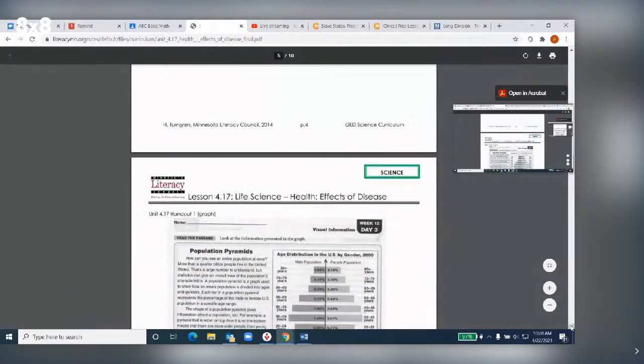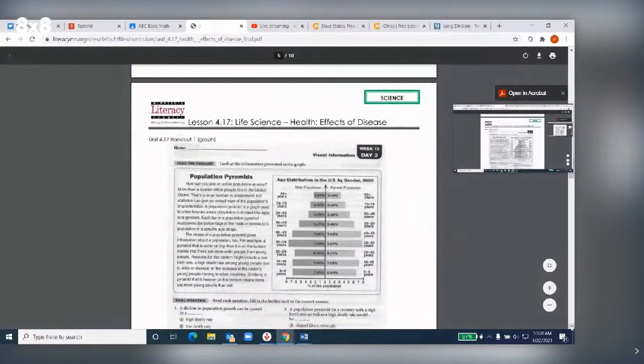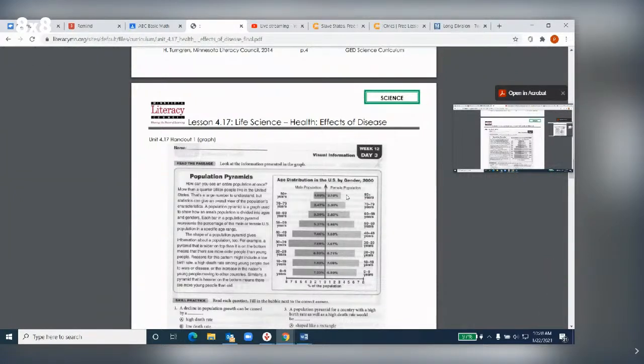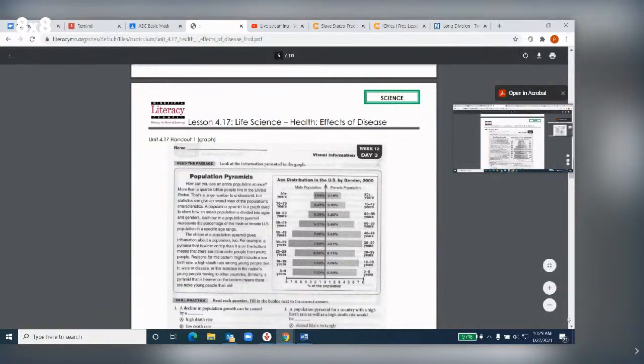This is going to be the last unit in life science, and we're going to look at the effects of disease. And what you see right here is called the population pyramid. On this side is the male population, on the left side. On the right side is the female population, and that's broken down by years. We do 0 to 9, 10 to 19. So if you're in that age bracket, that shows what the population of the United States is. But let's read this short thing about population pyramids, and there'll be some questions we're going to answer.